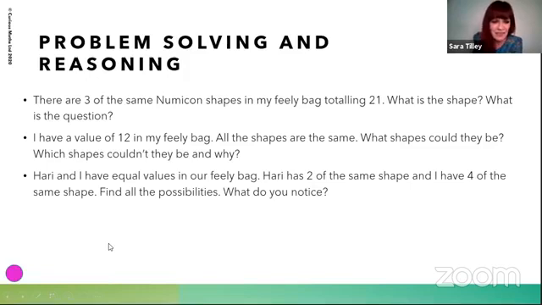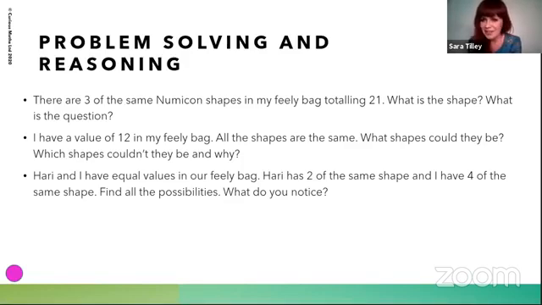So Harry and I have equal values in our feelie bags. We've got one each. So you can do this with your child. You could have one feelie bag and prepare to, if you want to do it that way. In this case, Harry's got 2 of the same shape and I've got 4 of the same shape, but they're equal. And the job is that the child has to work out what are all the different possibilities that we could have in our bag.